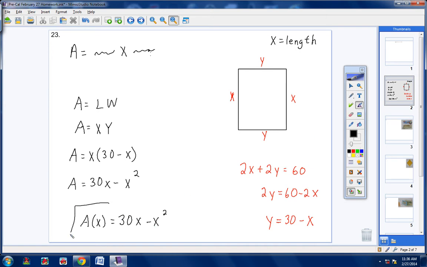And so now we have area as a function of X, or really we have area as a function of length because X equals length. So there we go, we did it. That's all they asked us to do. Okay? Let me get a drink here and we'll continue on.